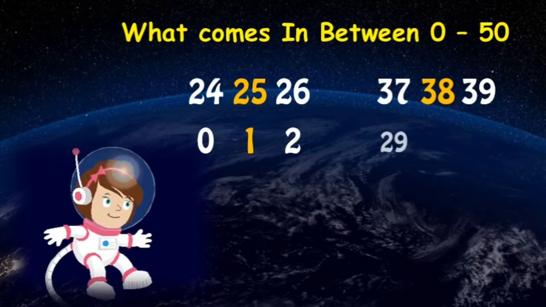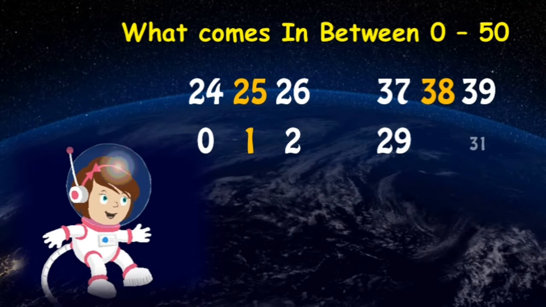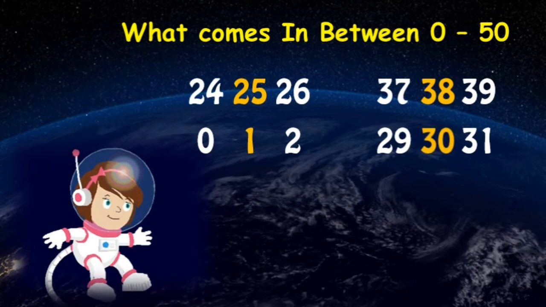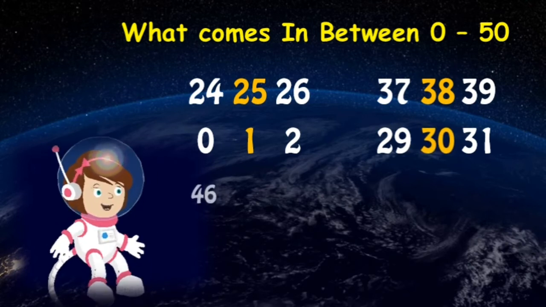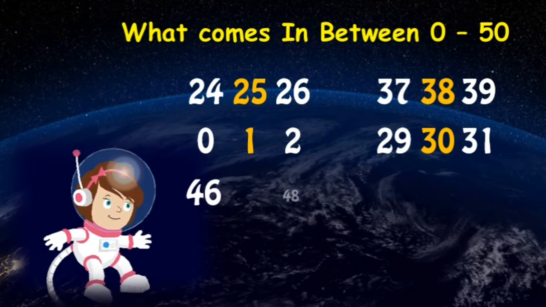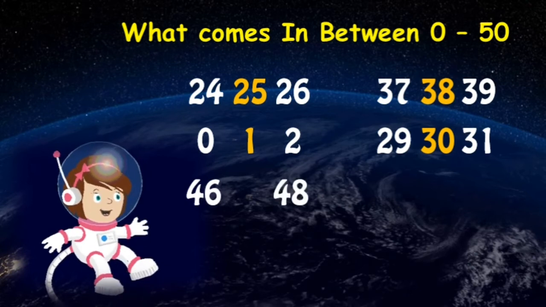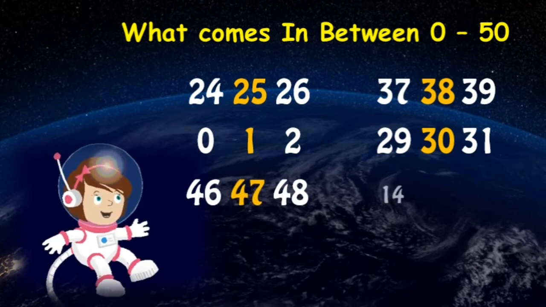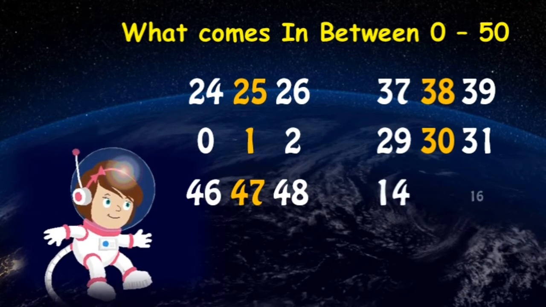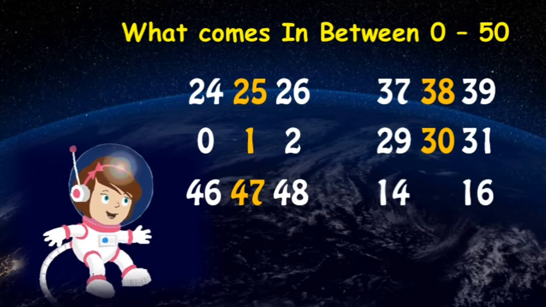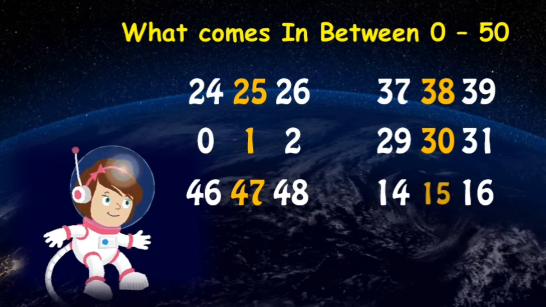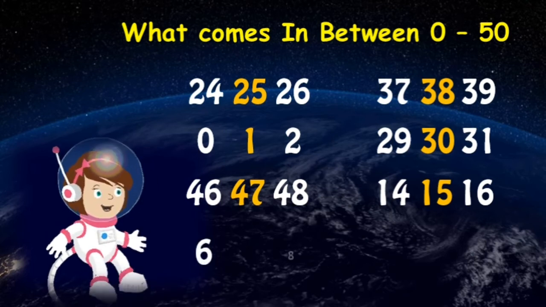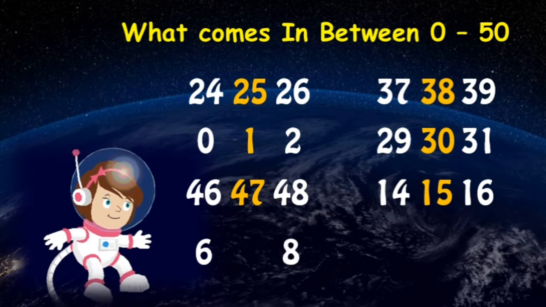What comes between 29 and 31? The number 30. What comes in between 46 and 48? Children, what comes in between? 47. Excellent. What comes between 14 and 16? What is the number that comes in between? The number 15. Right again. What comes between 6 and 8? The number 7.